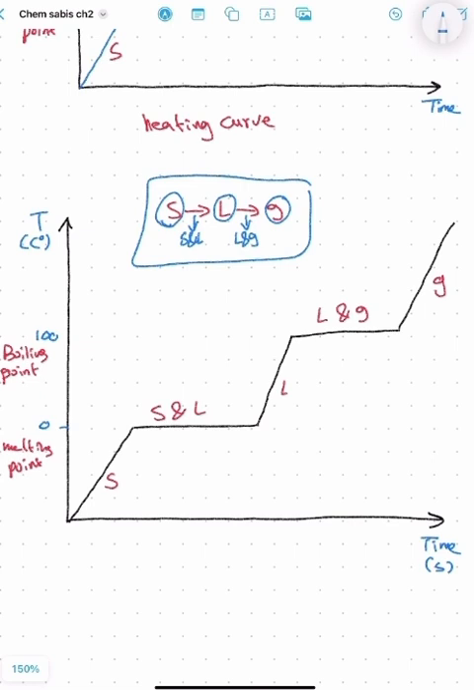And we have two numbers. The first one is melting point, the second one is boiling point.